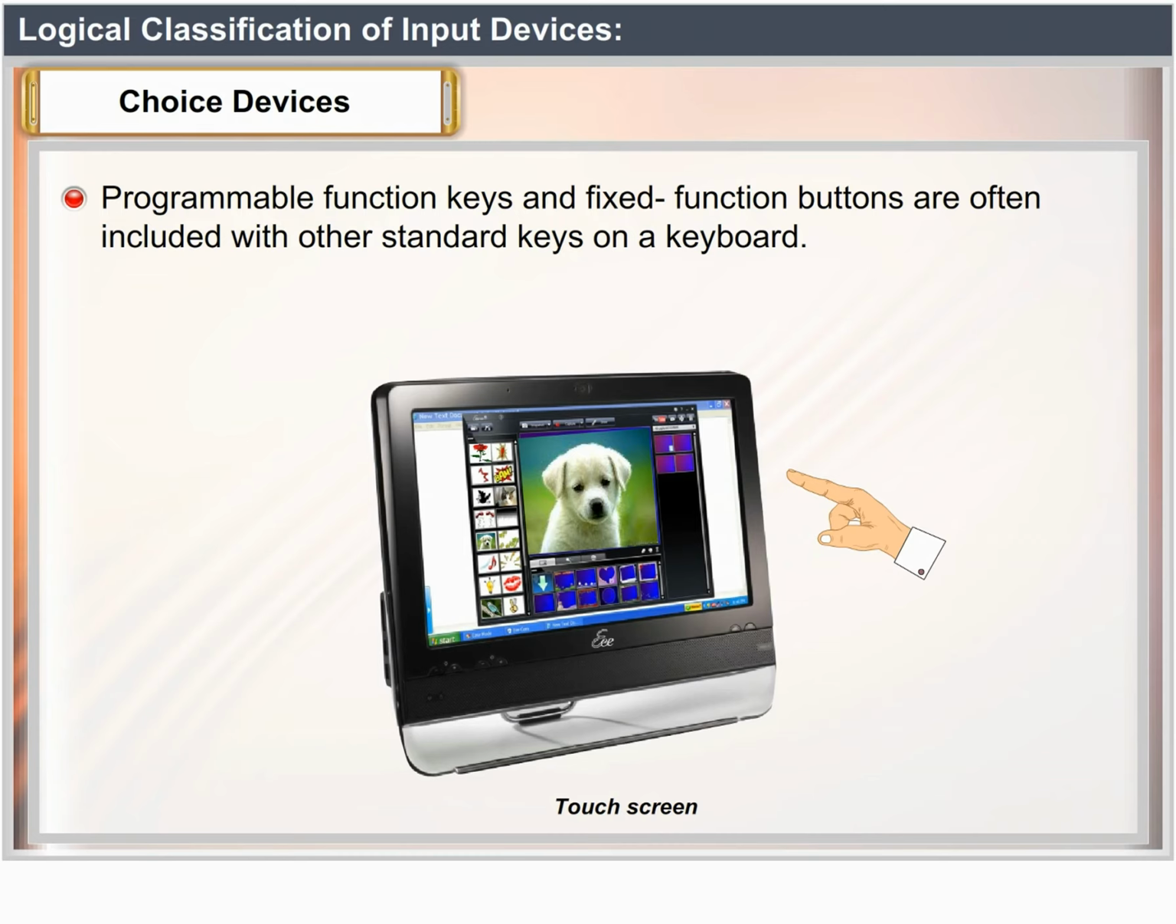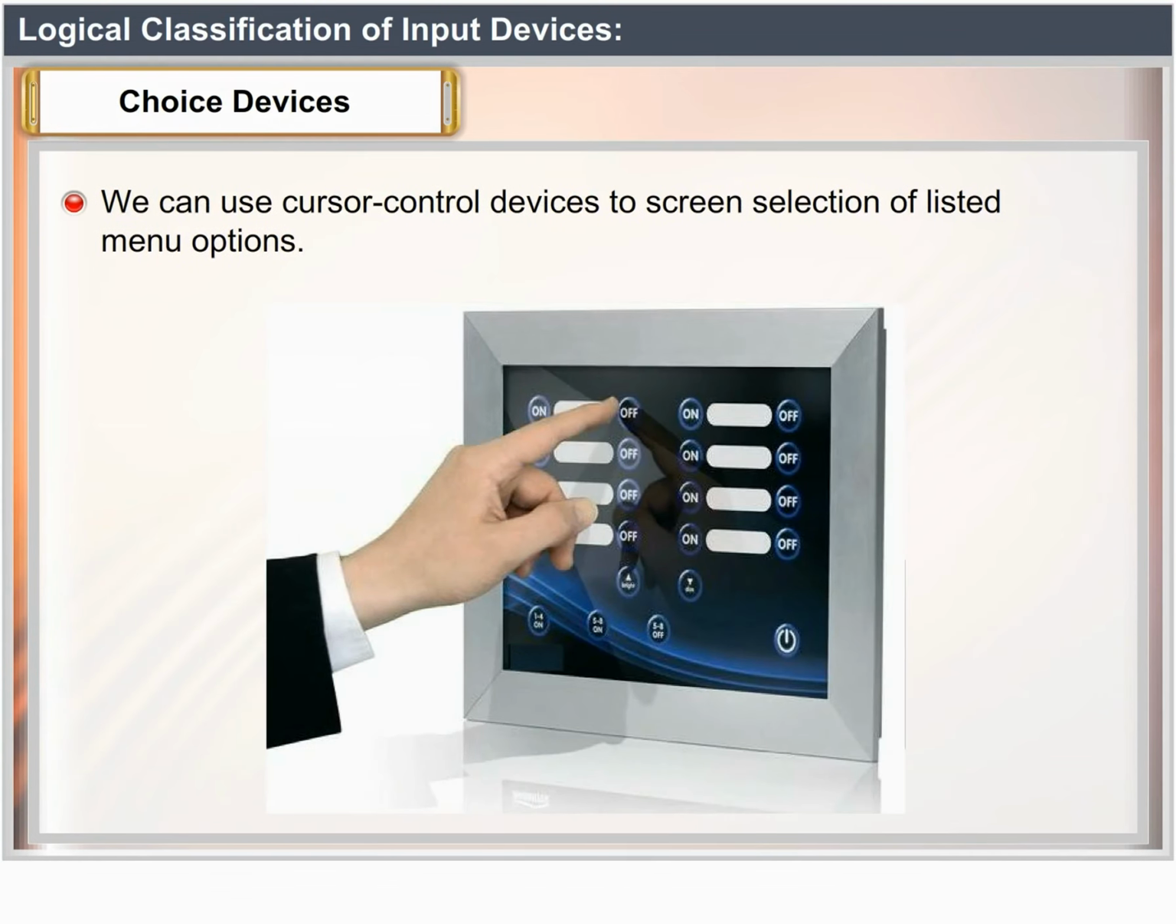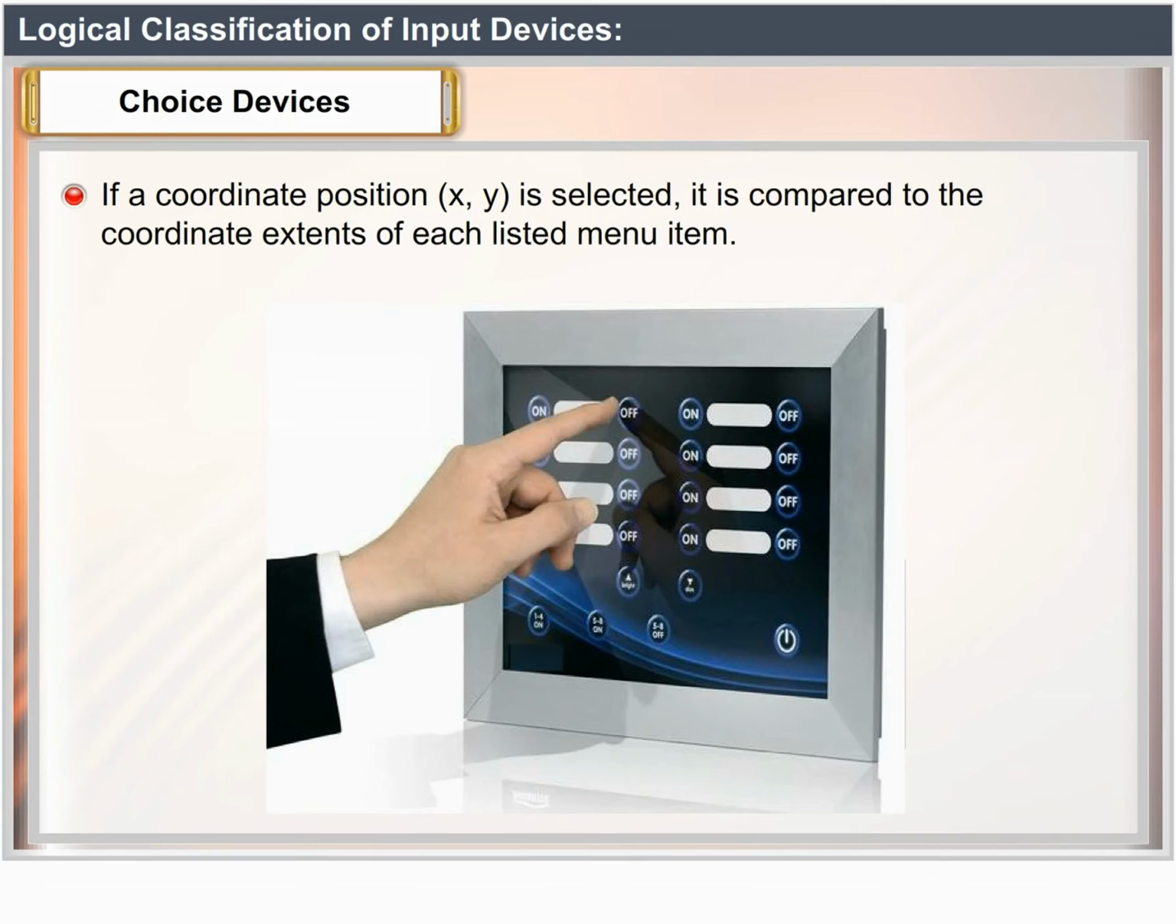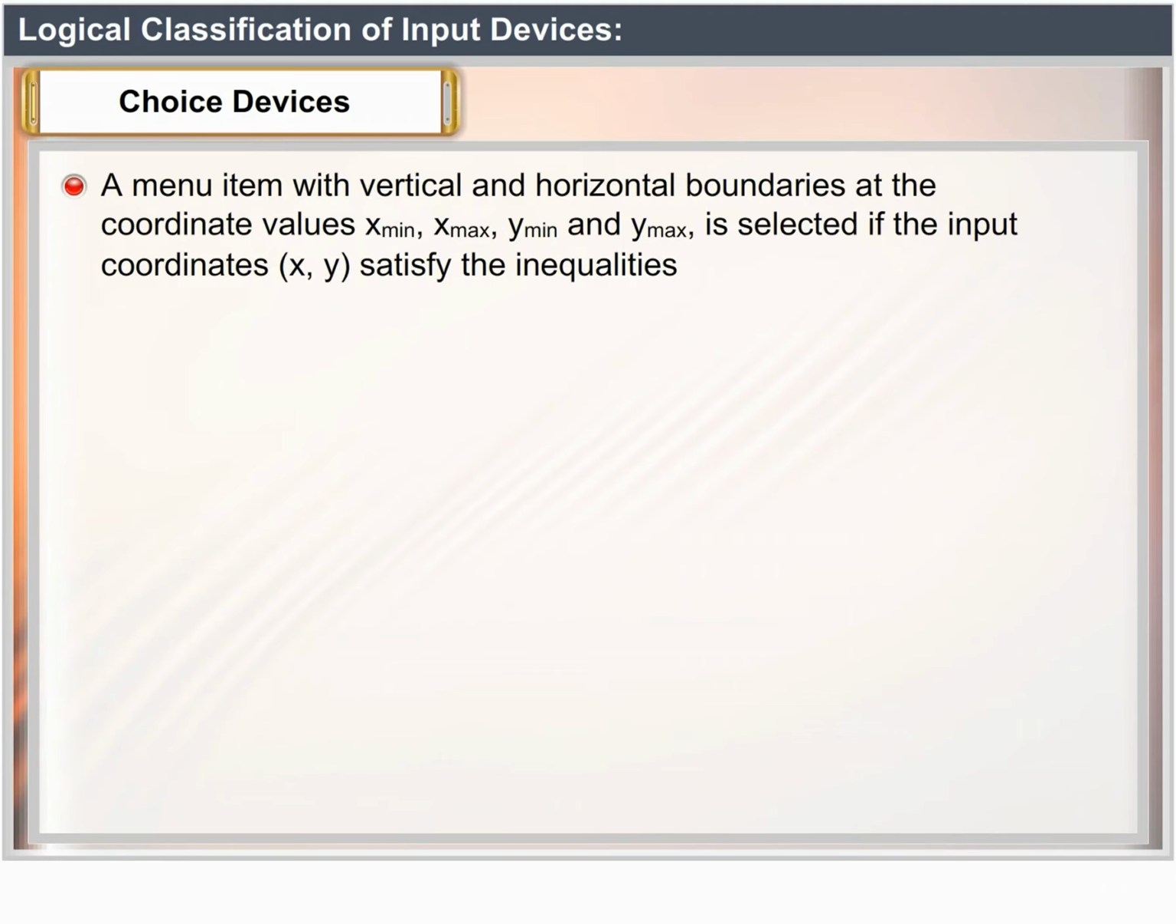For screen selection of listed menu options, we can use cursor control devices. When a coordinate position x, y is selected, it is compared to the coordinate extents of each listed menu item. A menu item with vertical and horizontal boundaries at the coordinate values xmin, xmax, ymin, and ymax is selected if the input coordinates x, y satisfy the inequalities: x lies between xmin and xmax, and y lies between ymin and ymax.